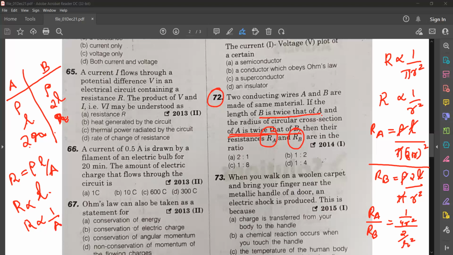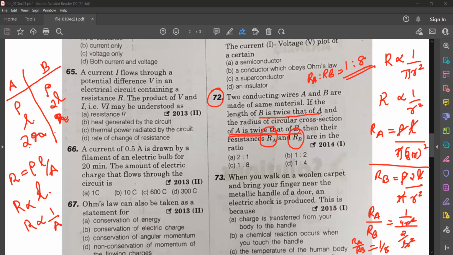Then r square and r square get cancelled. What does this become? This will become 1 by 8. So RA by RB is equal to 1 by 8. So RA is to RB is equal to 1 is to 8.